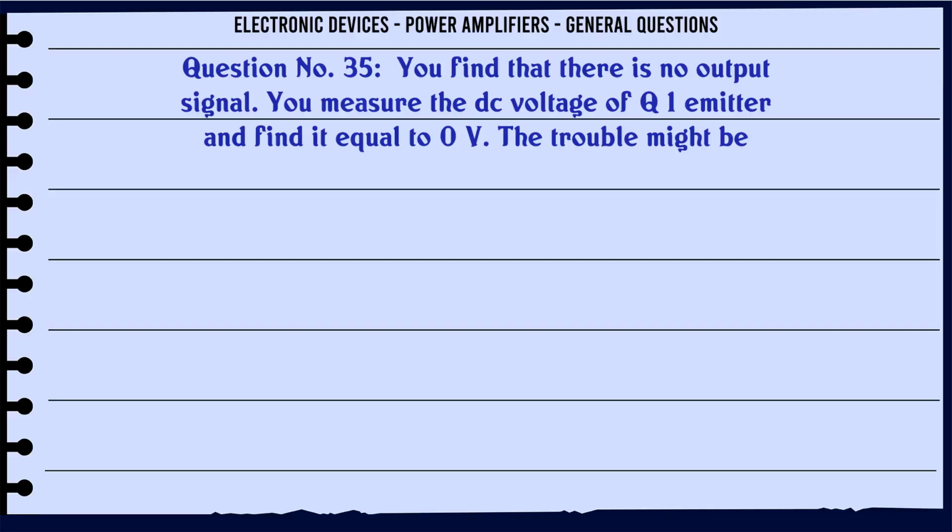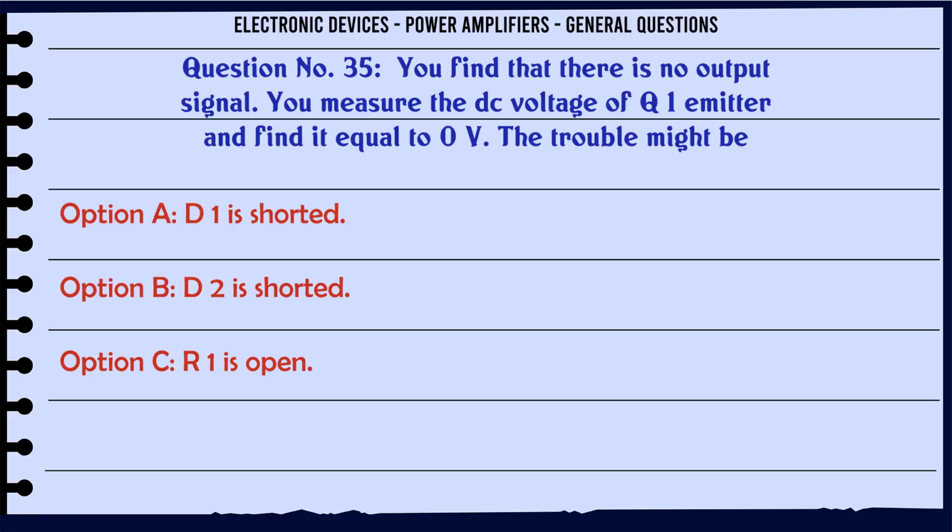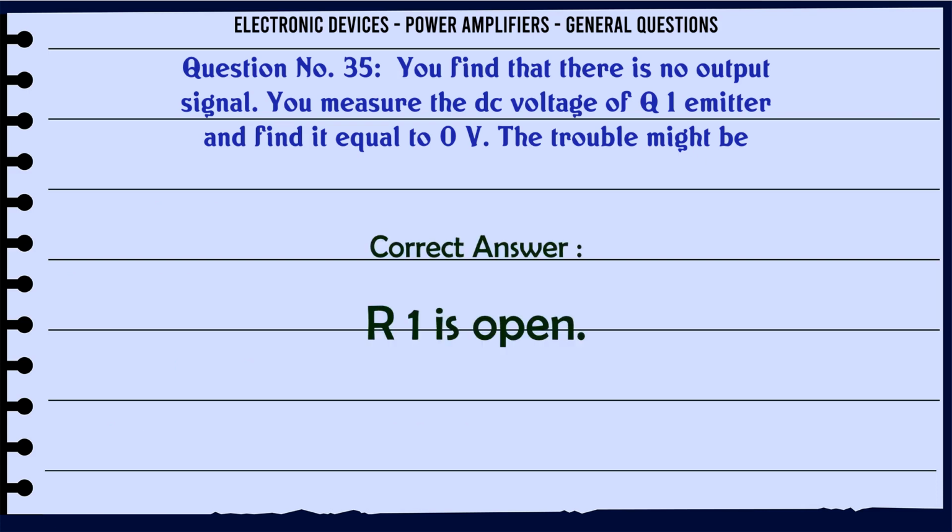You find that there is no output signal. You measure the DC voltage of Q1 emitter and find it equal to 0 V. The trouble might be A: D1 is shorted, B: D2 is shorted, C: R1 is open, D: no trouble, everything is normal. The correct answer is R1 is open.